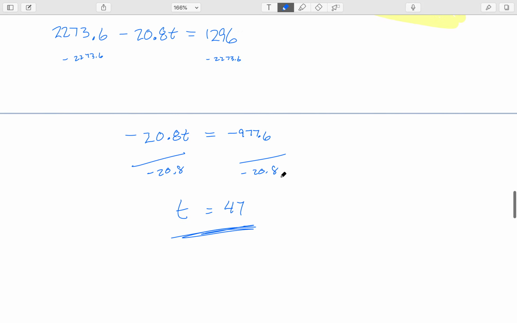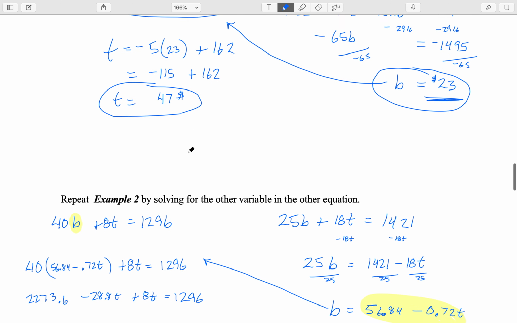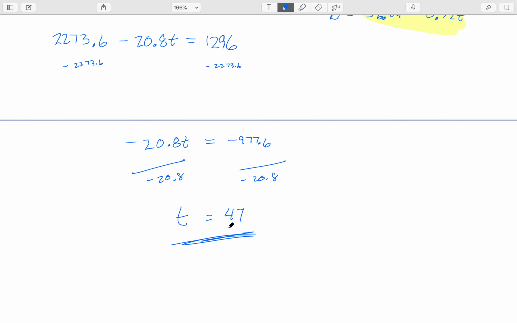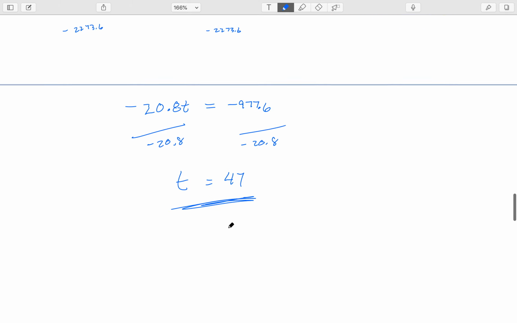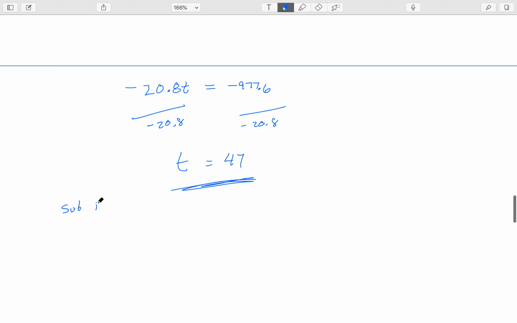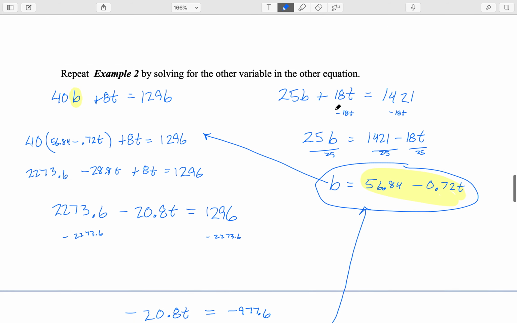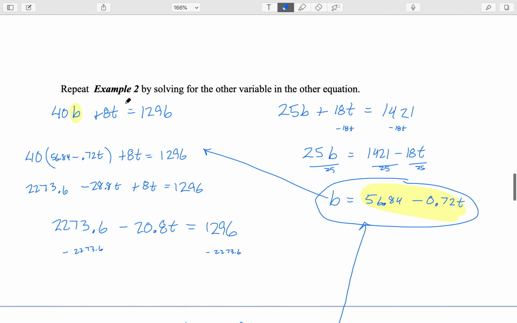Oh, see, we get the exact same answer. t is 47. It was just uglier numbers. It should work either way. Now I want to go back and sub it into the original. If I really want to, this is the easiest one to backtrack to. Remember, I had b is equal to, I could plug it into there, because I know t is 47. But it should work in either one of these equations. Now let's go with the first one.